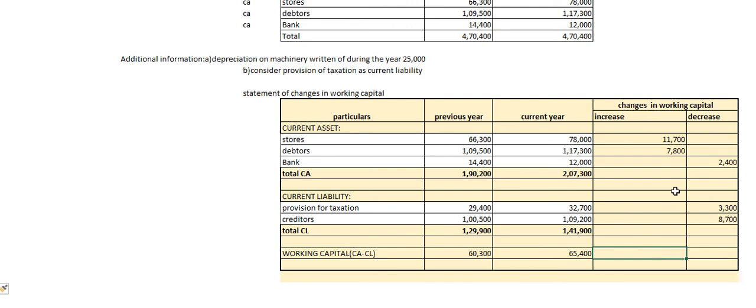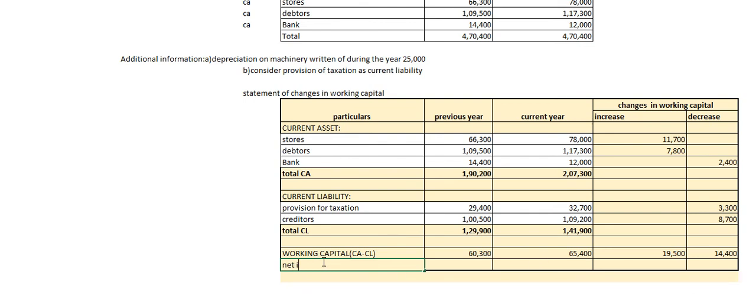Now let's total up the increase or decrease. The increase in working capital is 7,800 plus 11,700, and the decrease is 2,400 plus 3,300 plus 8,700, which gives 14,400. Our next step is to show whether it is a net increase or decrease in working capital. If you see, the previous year it is 60,300, and the current year it is 65,400.